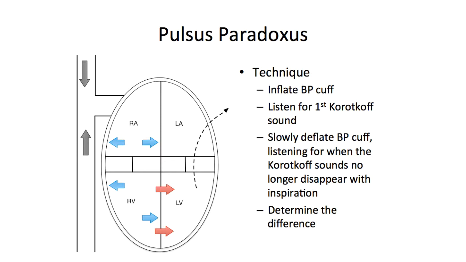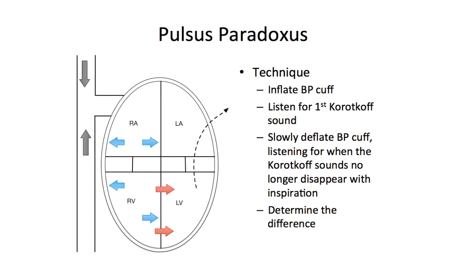Normally, this drop in blood pressure during inspiration is less than 10 millimeters of mercury. Pulsus Paradoxus, on the other hand, is defined as a drop in the systolic blood pressure by greater than 10 millimeters of mercury during inspiration. This finding suggests restriction by the pericardium, either by calcification, fibrosis, or excessive fluid.